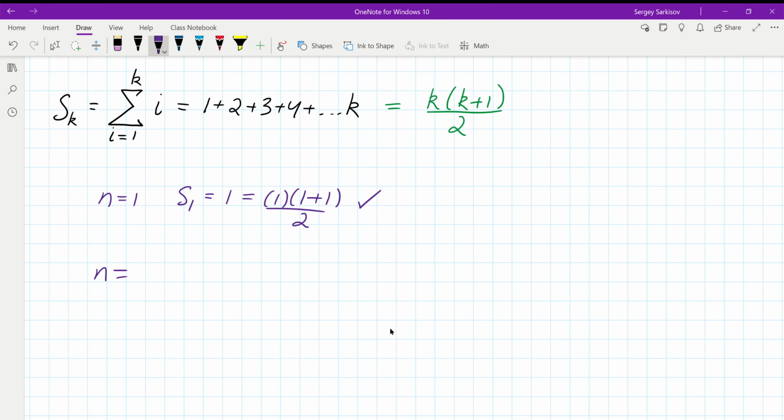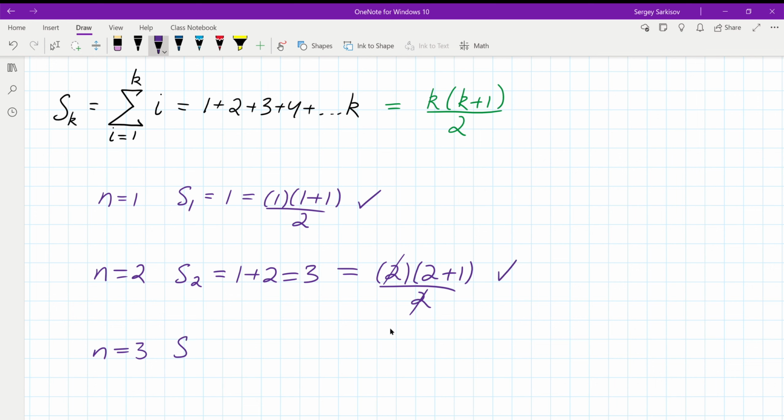Let's try n equals 2, which we don't necessarily have to, but let me just show you. S_2 is equal to what? 1 plus 2 is equal to 3. And is it equal to 2 times 2 plus 1, k times k plus 1 all over 2? Well, the 2's cancel, and yes, it is indeed a 3, check mark. N equals 3, similarly, S_3 will equal 1 plus 2 plus 3 is equal to 6. And is that true by the formula? Well, let's see. Is it equal to 3 times 3 plus 1, which is 4, which gives us 12 all over 2, which indeed is 6.